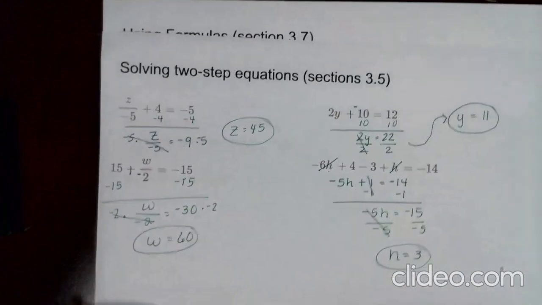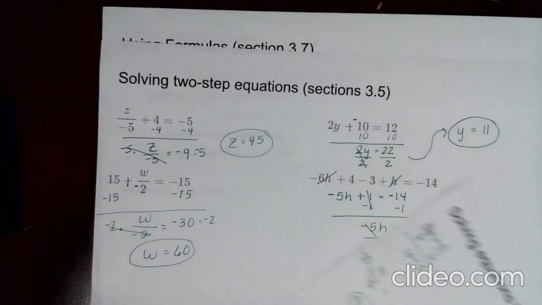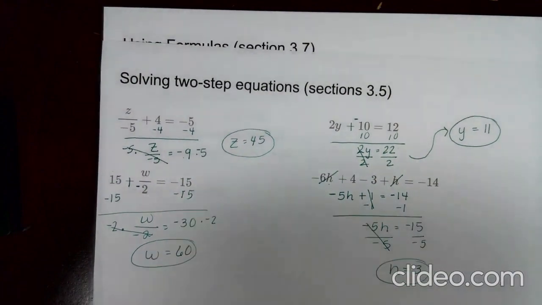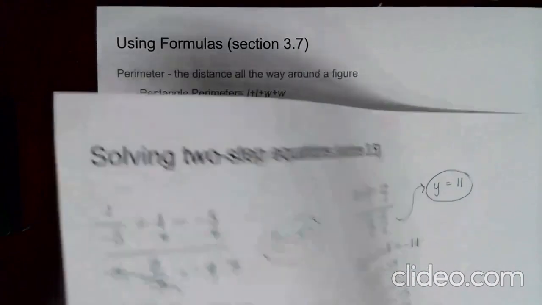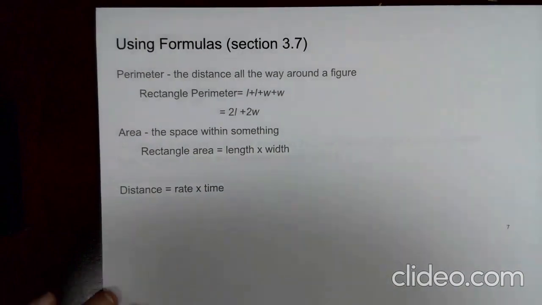I think I might have skipped a section here. I might have to go back and get that. I don't know what section 3.6 was. I might have to come back and get that one.